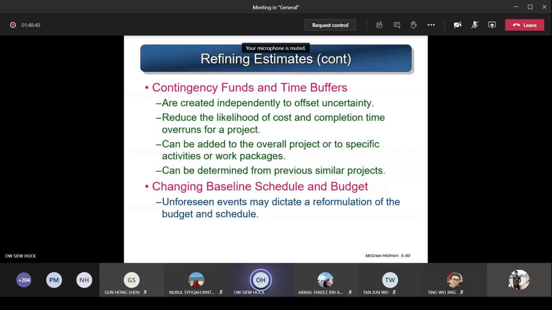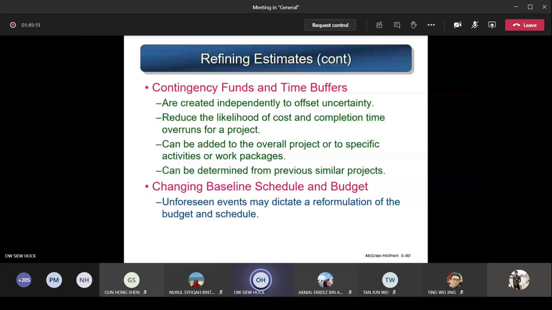Next, changing baseline schedule and budget. Whatever amount or time you already estimated is known as the baseline. That means this is the fundamental one that you already set. Unforeseen events may dictate a reformulation of the budget and schedule. Because of unforeseen risk events that happened, you will have to redo and readjust all the budget and also reschedule: how much money for each task, what is the total cost for the whole project, what is the total time for this project. You have to revise it and make some changes.